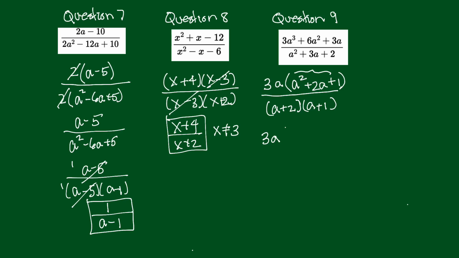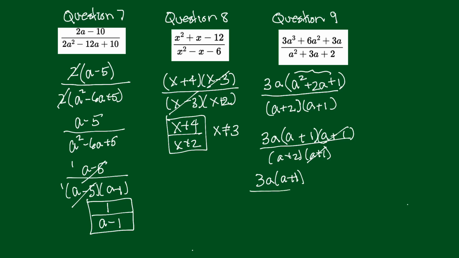So 3a, what are we going to get? How about a and a, 1 and 1? Only one way to get a 1. How about plus 1, plus 1? That'll give us the 2 over a plus 2, a plus 1. And what do you know? We get something that matches. That a plus 1 will cancel with one of those. So here's what I'm left with: 3a, a plus 1 over a plus 2. And this works as long as a is not equal to negative 1.